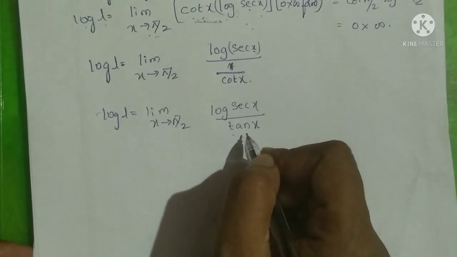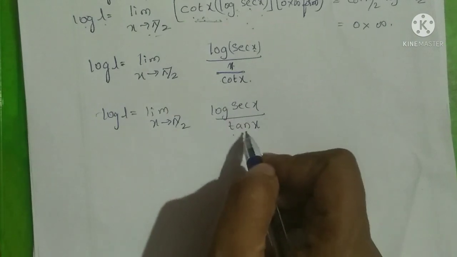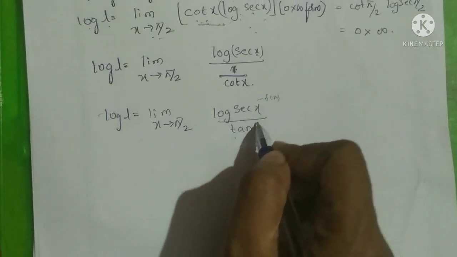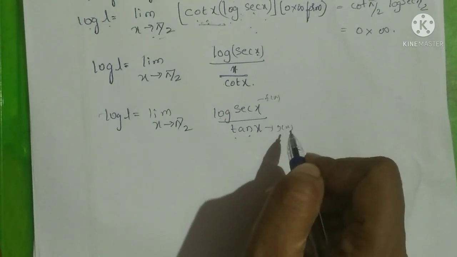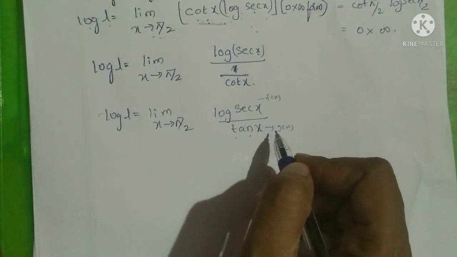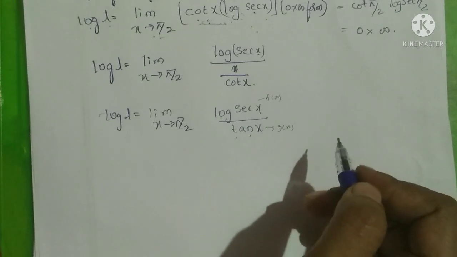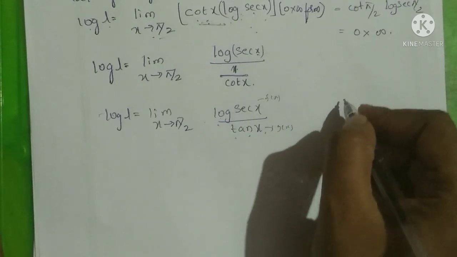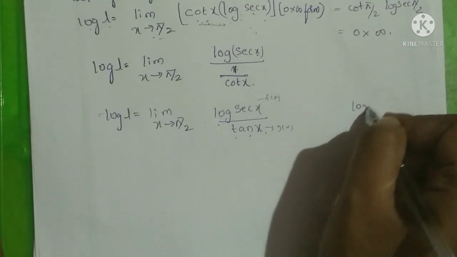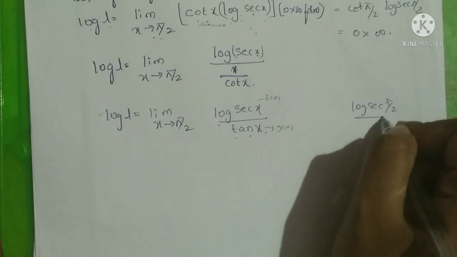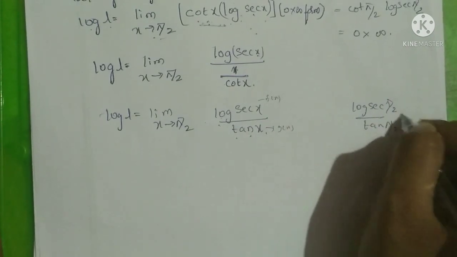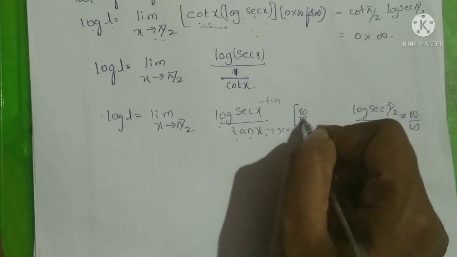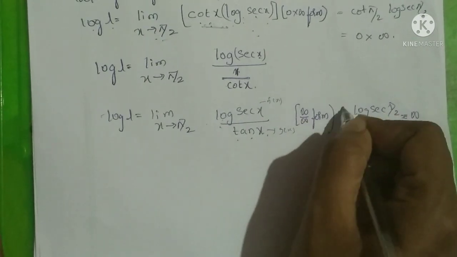Observe, again you have the f of x by g of x form here. We don't know which form it is; either it can be 0 by 0 form or infinity by infinity form. So first we have to confirm which form it is. Log secant pi by 2 divided by tan pi by 2 is in the form of infinity by infinity. So the obtained function is infinity by infinity form.